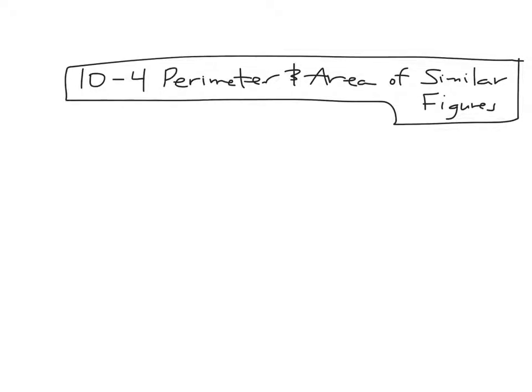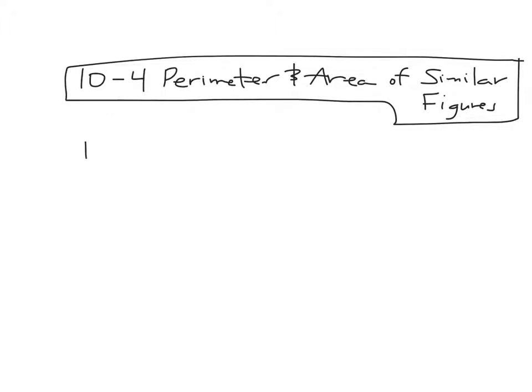10-4 is dealing with perimeter and area of similar figures. So we've been talking about figures that are similar, not congruent anymore, right? They're similar, they're proportional side lengths. So here's how it works. We've been talking about scale factors, right? Remember when we did the dilation? The scale factor was 1 to 2 or 3 to 5, there was that scale factor. So I'm going to show you how the scale factor converts into two different types of ratios.